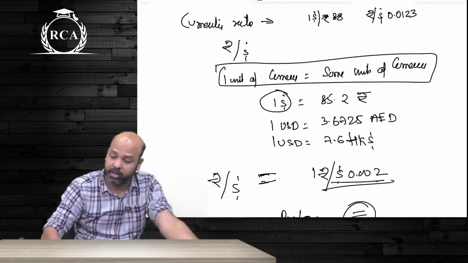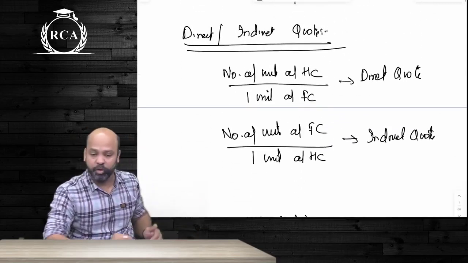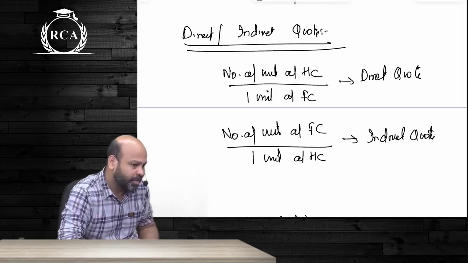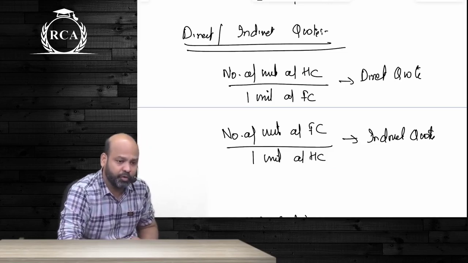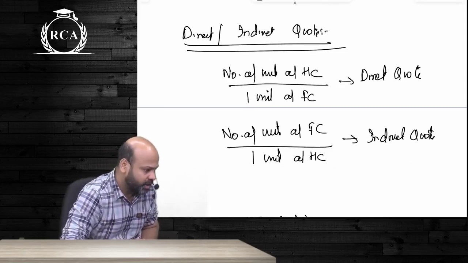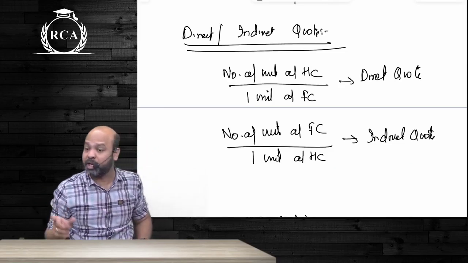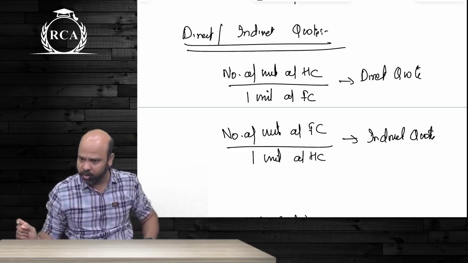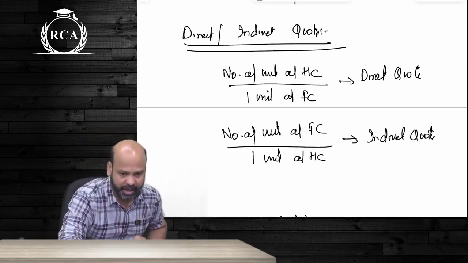Is this clear? Then, guys, we moved on to the concept of direct quote and indirect quote. Direct quote and indirect quote would be useful only if they ask us to quote something as such. If they mention in the question, find out what is the direct quote of dollar in India, that is where we will use the concept of direct and indirect quote, guys.